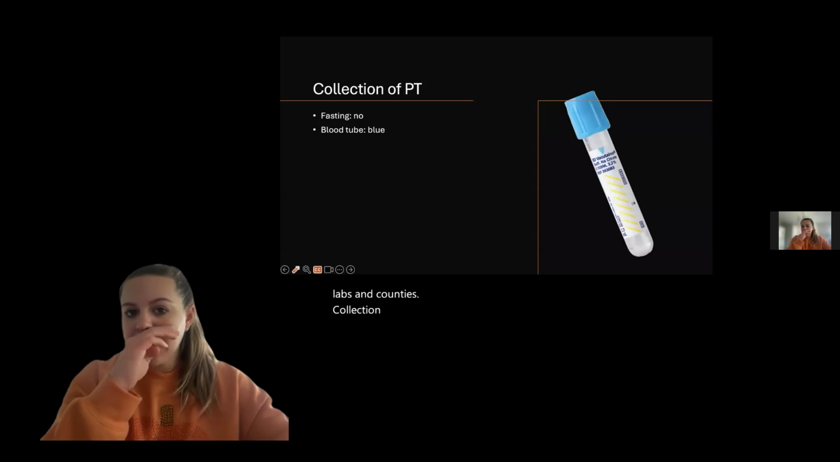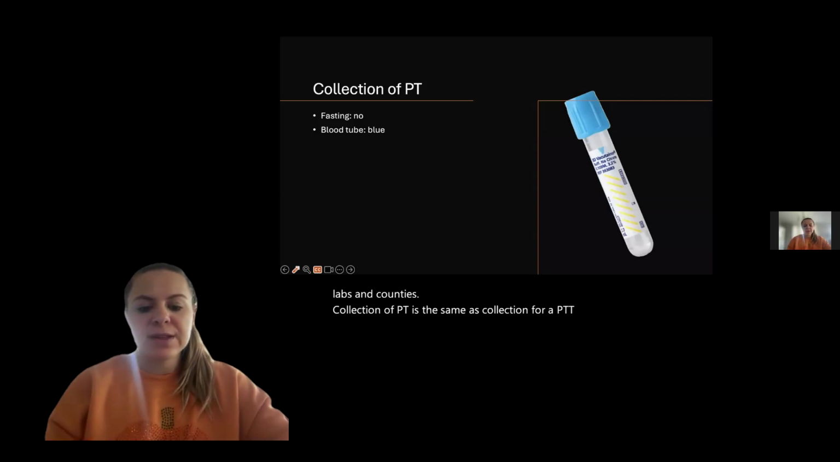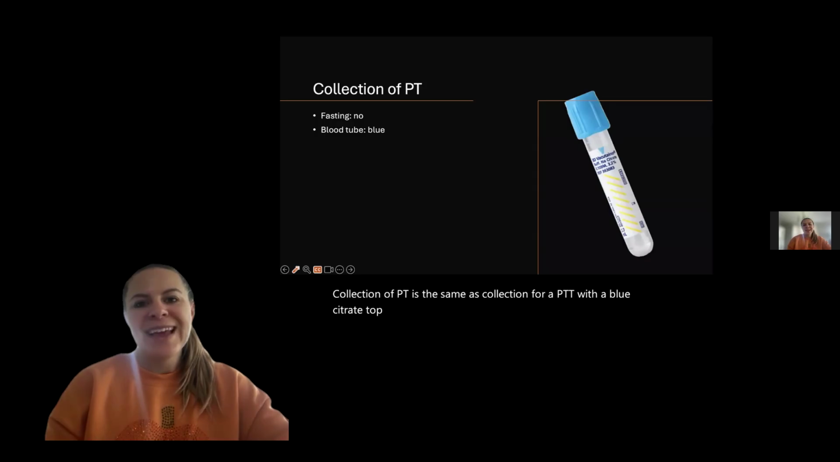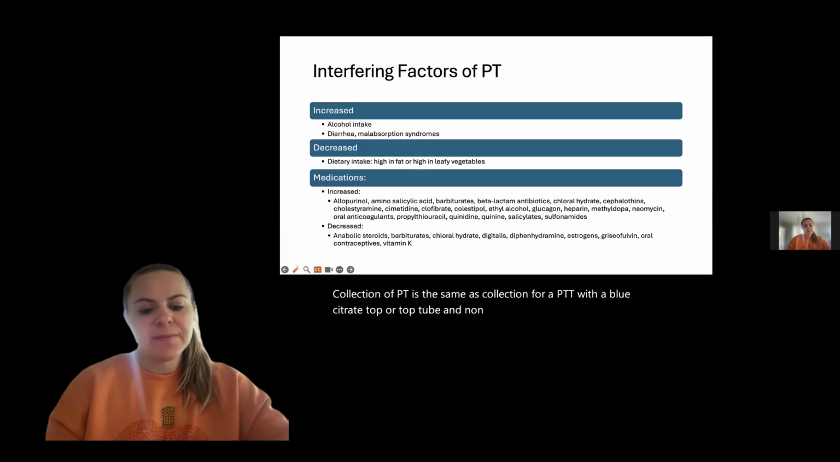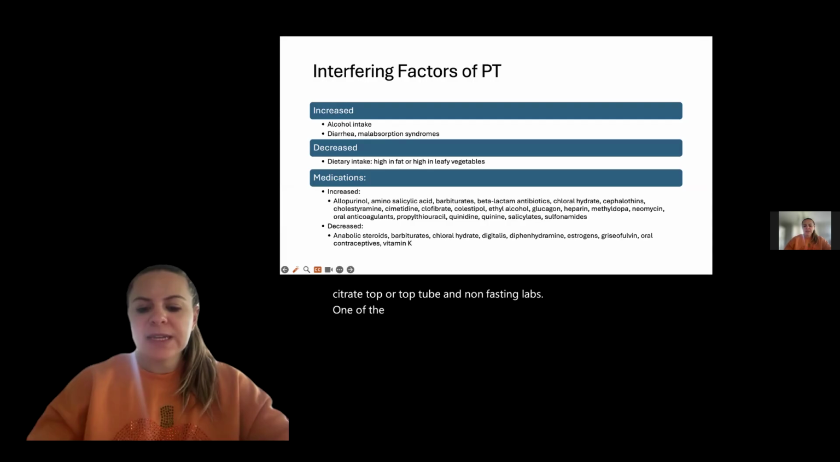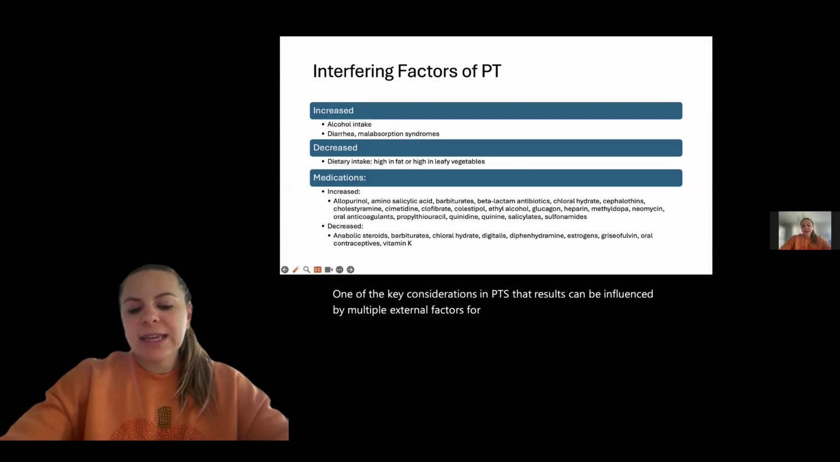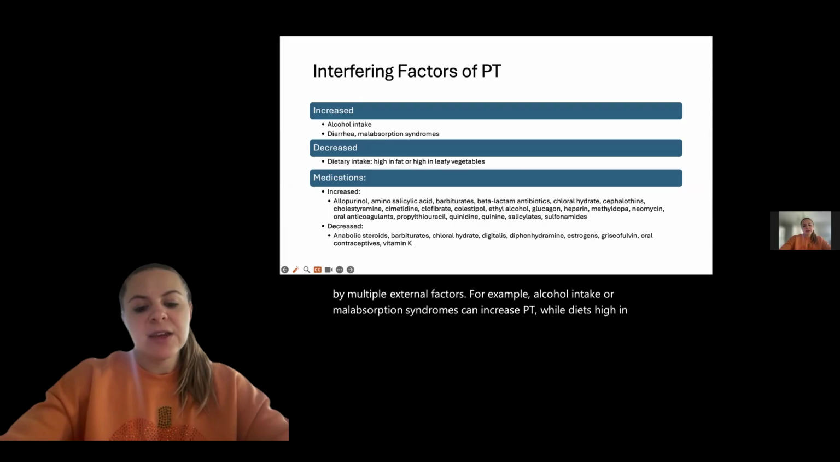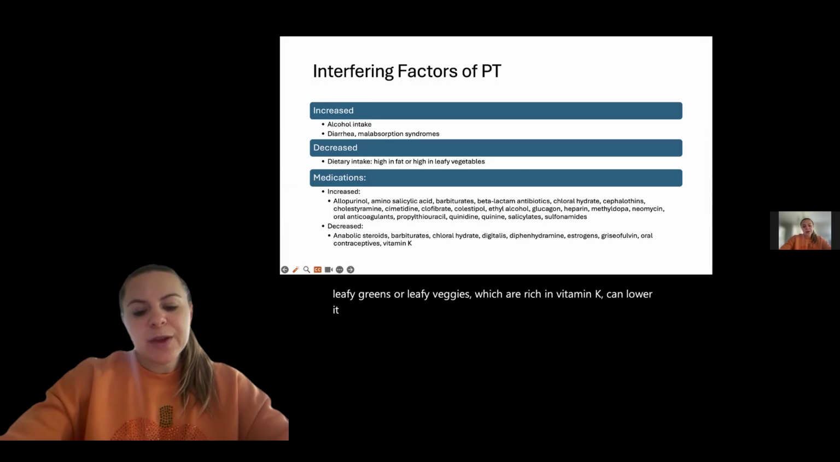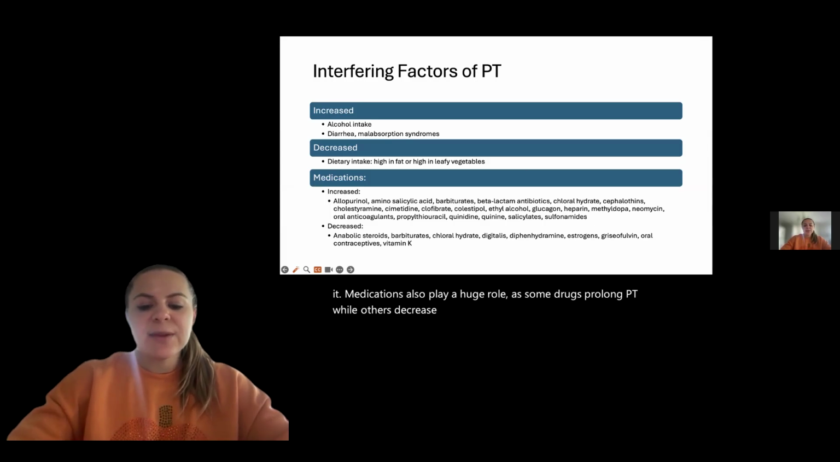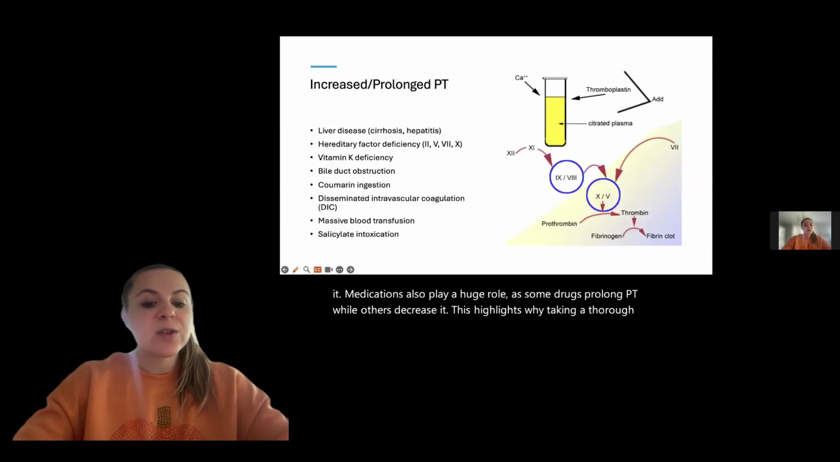Collection of PT is the same as collection for APTT with a blue citrate top tube and non-fasting labs. One of the key considerations in PT is that results can be influenced by multiple external factors. For example, alcohol intake or malabsorption syndromes can increase PT, while diets high in fat or leafy veggies, which are rich in vitamin K, can lower it. Medications also play a huge role as some drugs prolong PT while others decrease it. This highlights why taking a thorough medication and dietary history is crucial when interpreting coagulation results.